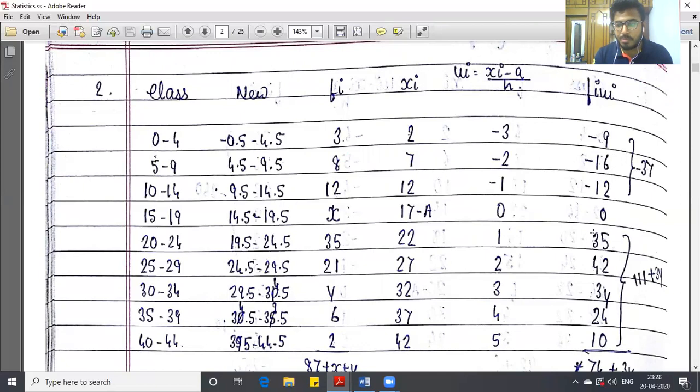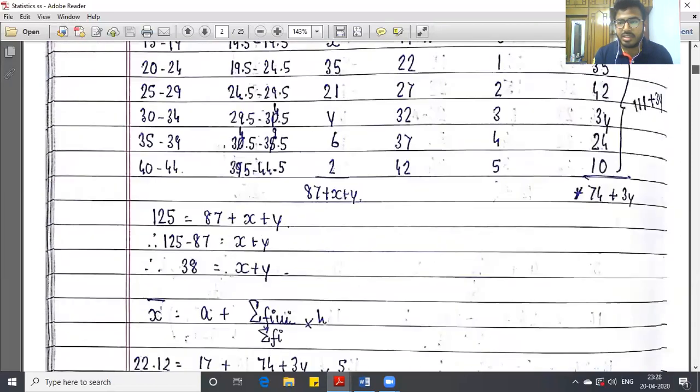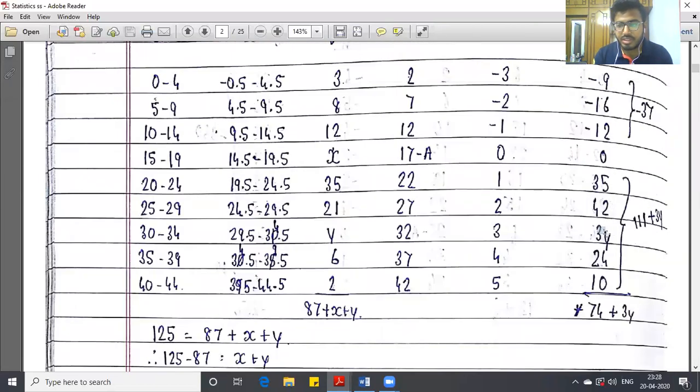You have to add all the positives, and the 3y you have to write separately. Add everything else and write 3y separately. Is that clear? So now 111 minus 37, how much are you getting? 74. And plus 3y, you write it here.